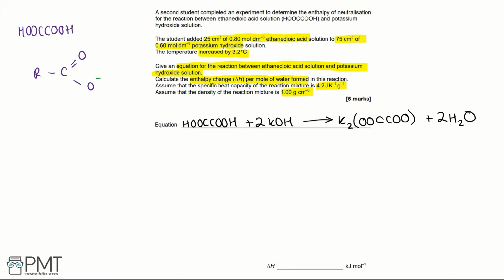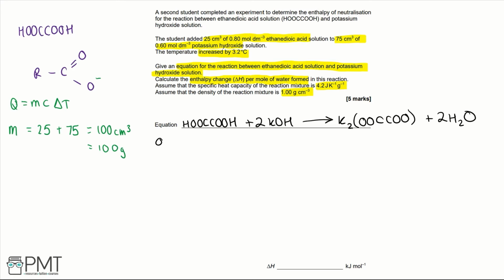Now we're going to use our first equation of the question, and that is that Q is equal to mcΔT. So m is going to be the total volume or the total mass of our solution, which is 25 cm³ plus 75 cm³, which is 100 cm³. But because we have a density of 1 gram per cm³, that's also going to be our mass of 100 grams. c is specific heat capacity and ΔT is the temperature change.